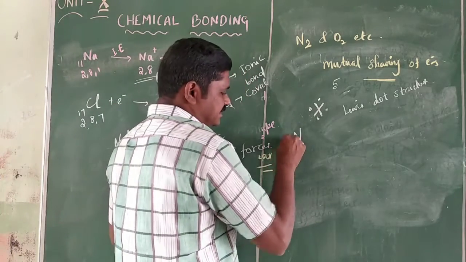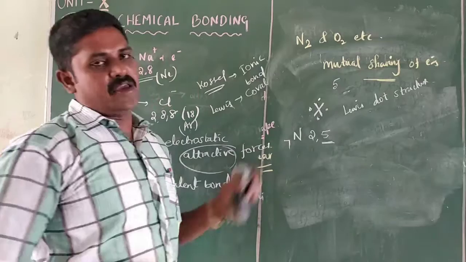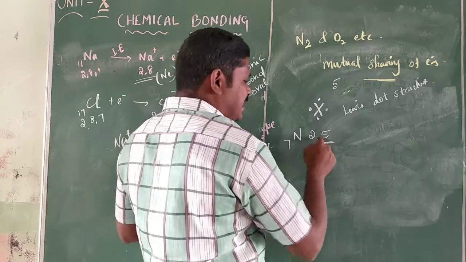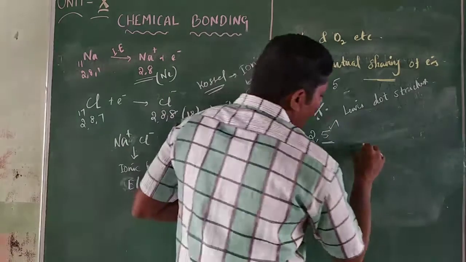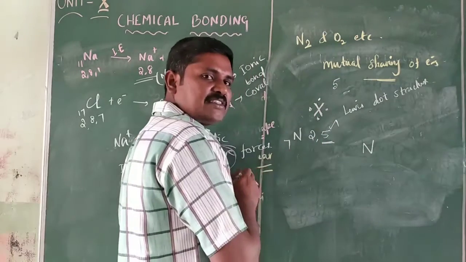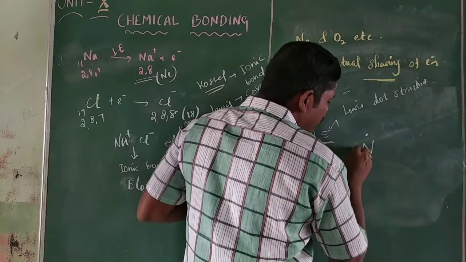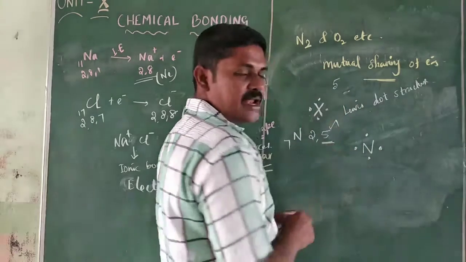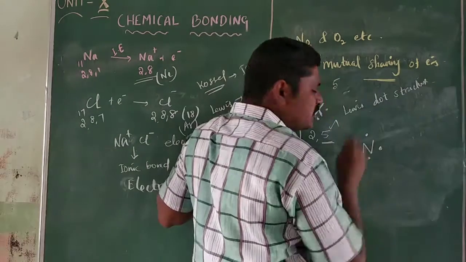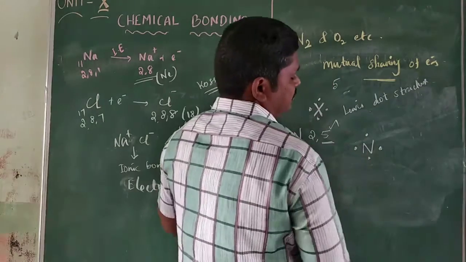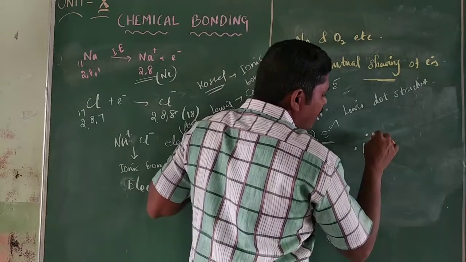For example, nitrogen, atomic number 7, configuration 2, 5. The valence shell has 5 electrons, so the valence electrons are 5. The first 4 electrons are denoted as single dots around the element symbol. In the fifth, the electrons pair.